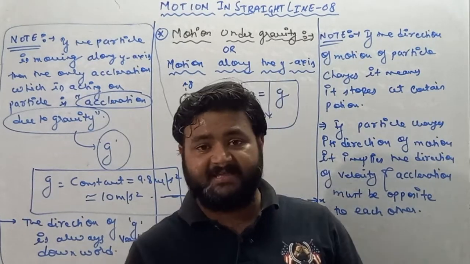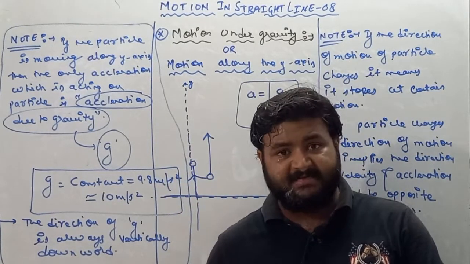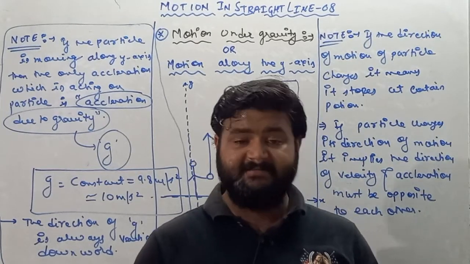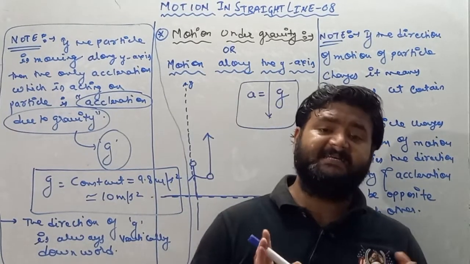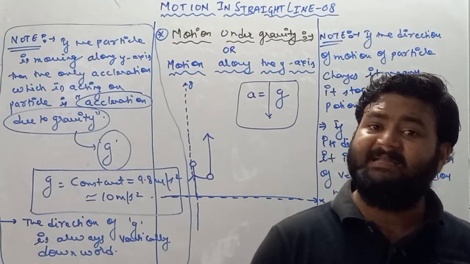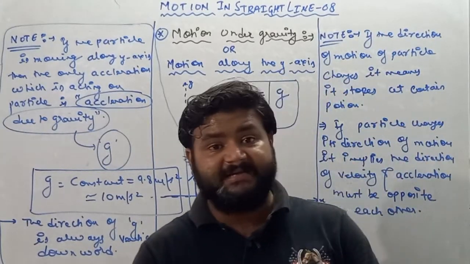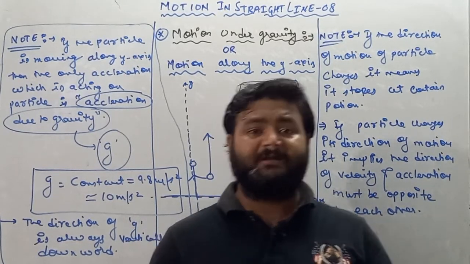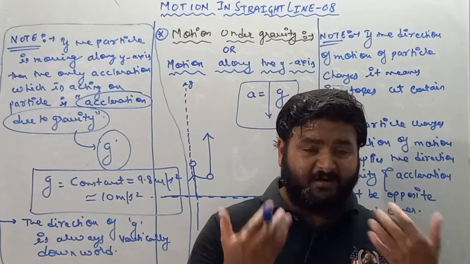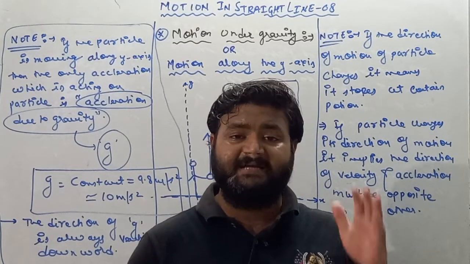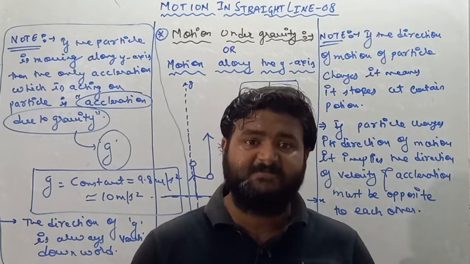So remember this thing, without coming to rest, a particle cannot change its direction of motion. Second thing, if velocity and acceleration are both in the same direction, then the speed of the particle increases. In that case, the particle cannot stop, because for coming to rest, the speed of the particle must decrease gradually.